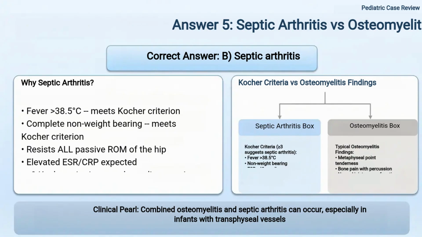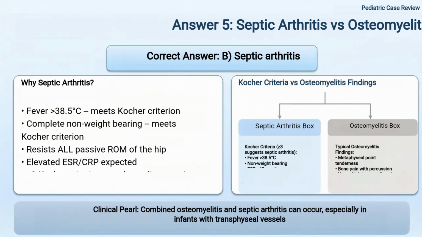This child meets at least 3 of the 4 Coker criteria: fever above 38.5 degrees Celsius, complete non-weight bearing, and resistance to all passive range of motion of the hip. When 3 or more Coker criteria are present, the probability of septic arthritis exceeds 93%.